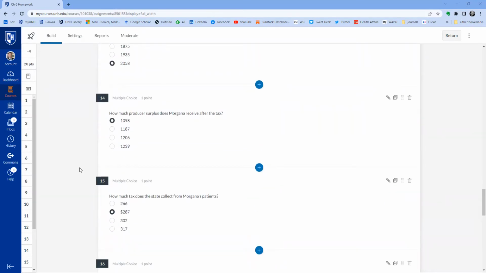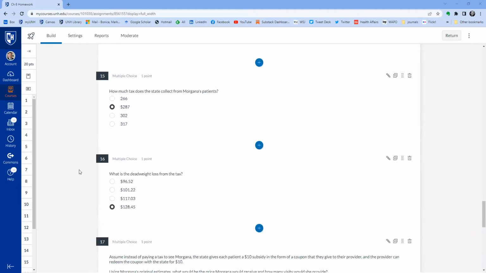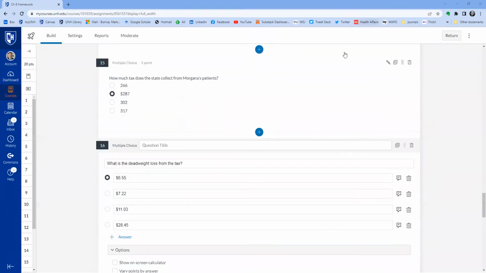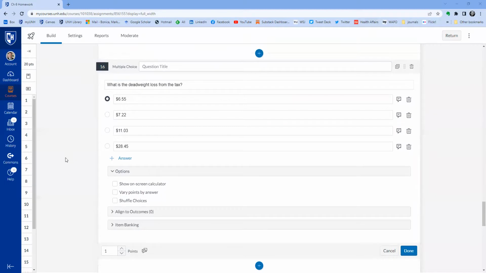We talked about the taxes to the government. That's 286.9, 287, rounded up a little bit. What's the dead weight loss from tax? That's not right. All right, quick fix there. So the dead weight loss was 6.55.